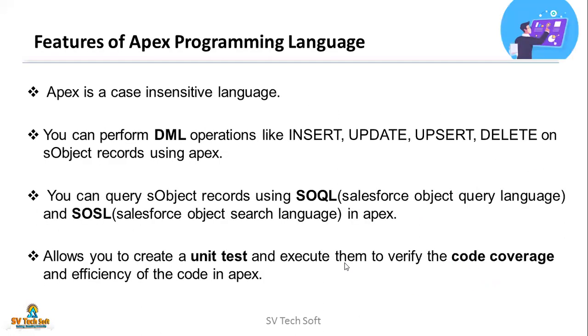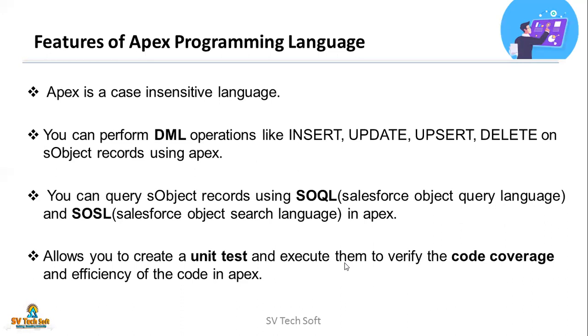Okay, next we will see the features of Apex. Features are nothing but the main advantages of using Apex. First one is Apex is a case insensitive language. What is the meaning of case sensitive and case insensitive? Case sensitive means there is a difference between small and capital letters. Case insensitive means there is no difference between small letters and capital letters. Here Apex is case insensitive. For example, whenever you create any particular class, the name can be in small or capital letters, and both will be the same.